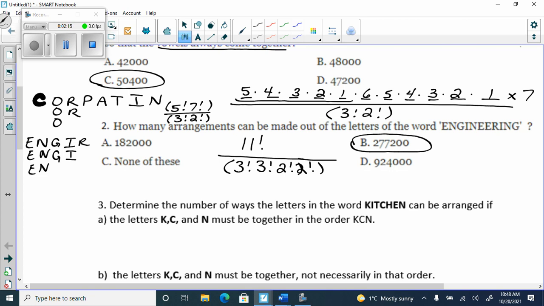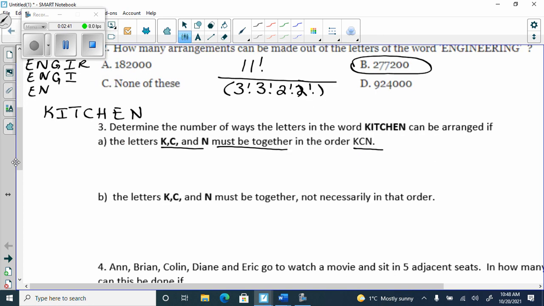Number 3 says determine the number of ways the letters in the word kitchen can be arranged. Kitchen. K, I, T, C, H, E, N. If I just rewrite the word, because nothing doubled or tripled, I don't have a denominator, right? That's the best part about it. So now it says the letters K, C, N must be together. Does it say together at the front, back, middle, anything like that? No, just together in the order K, C, N.